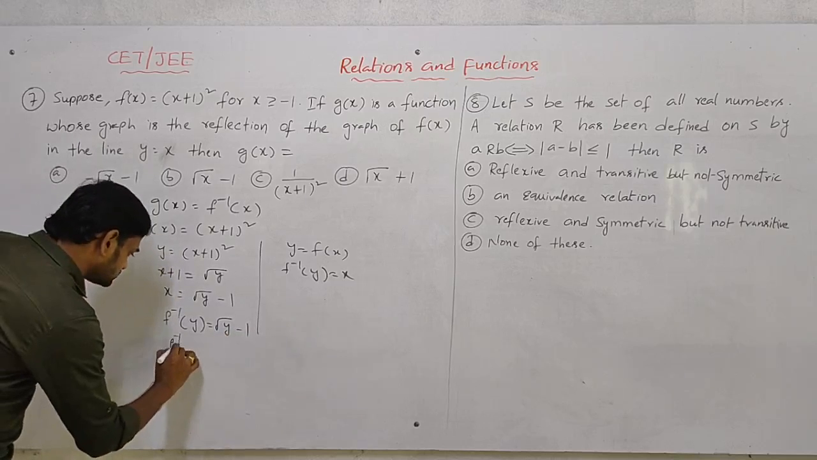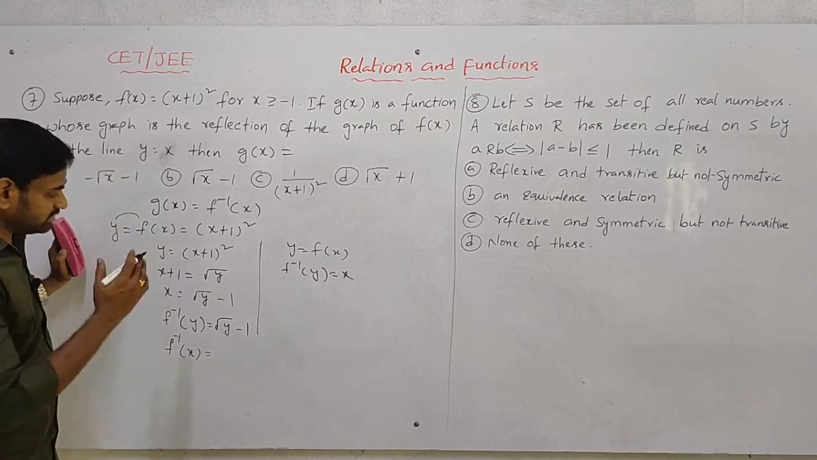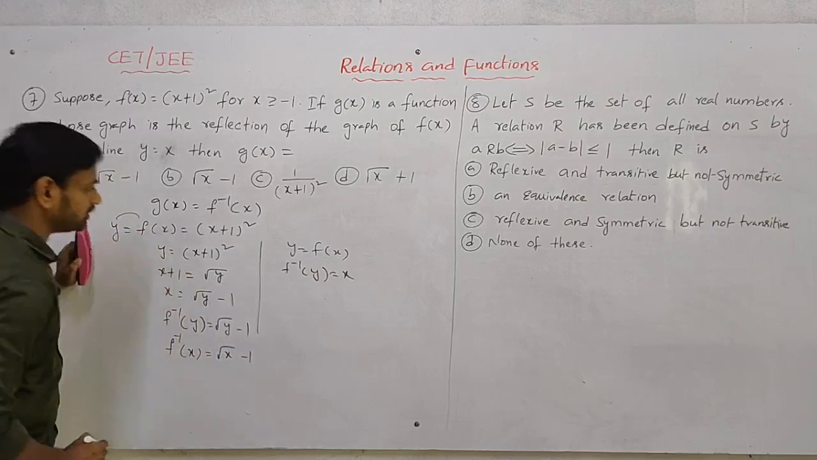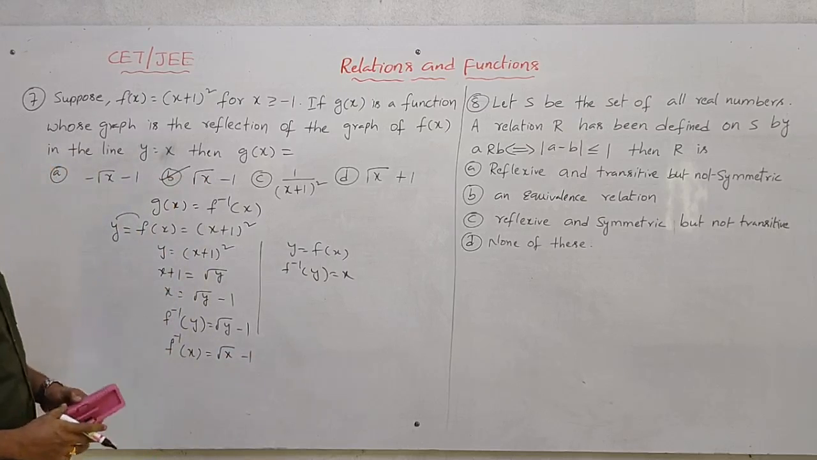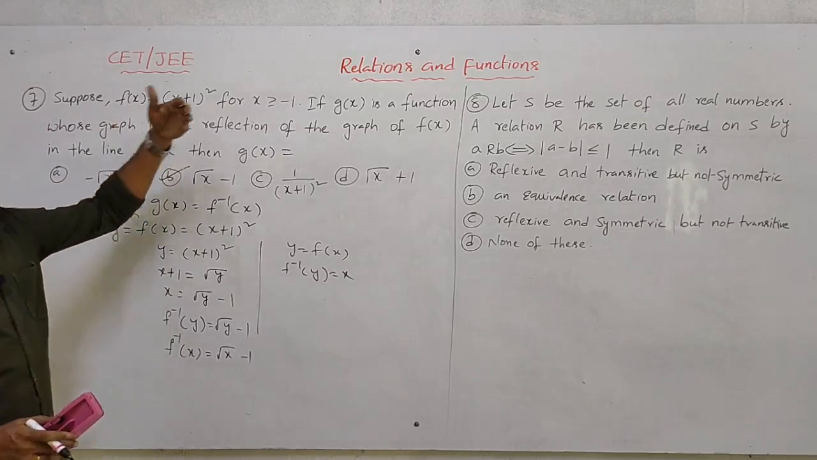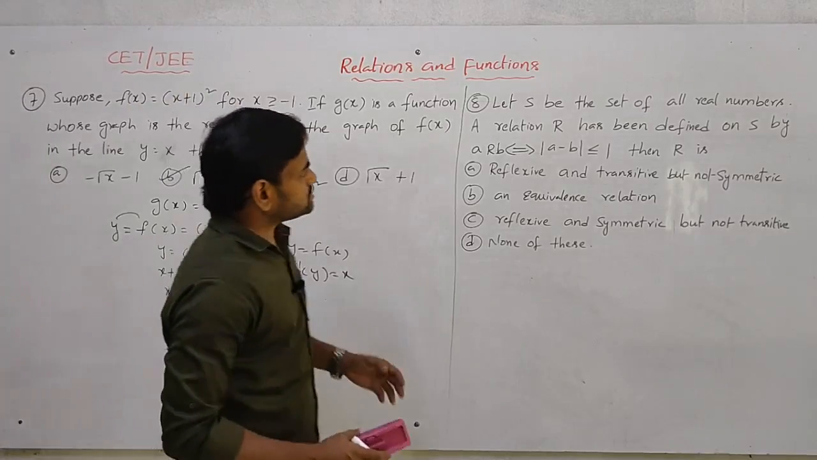Now I want f inverse of x. Just substitute x in place of y. That is root x minus 1. So the answer is B. So just remember, the reflection of the f of x graph in the line y equal to x is f inverse of x. Next, this one.